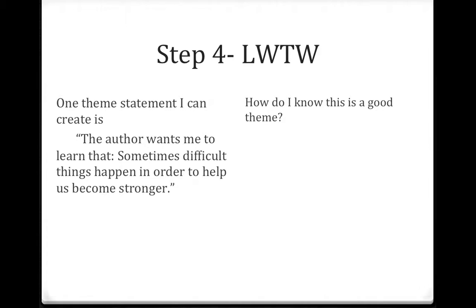Now, I look at a theme statement that I can create. Remember, if I'm having trouble, I use my sentence starter. The author wants me to learn that, that's my sentence starter, sometimes difficult things happen in order to help us become stronger. Now, it's very possible that if Uncle was still there, Salva may not have survived the entire journey. He may have stayed frightened and weakened, and maybe he wouldn't have been as strong. So sometimes these trying and difficult and hard things happen so that we can learn from them and become stronger.